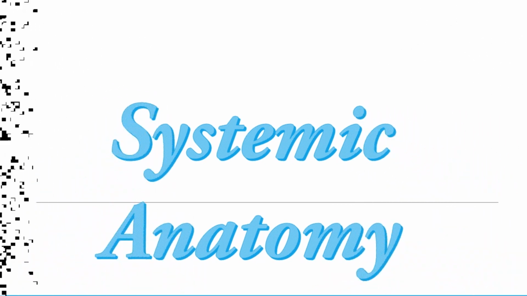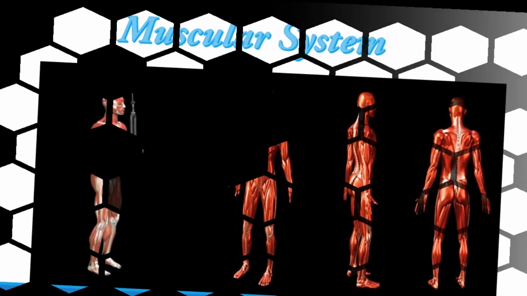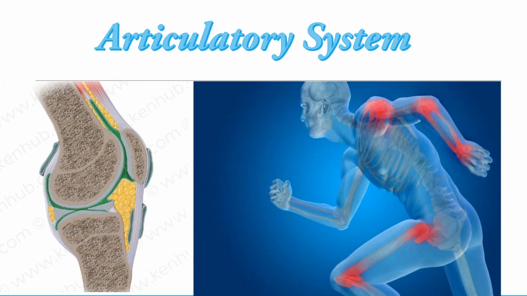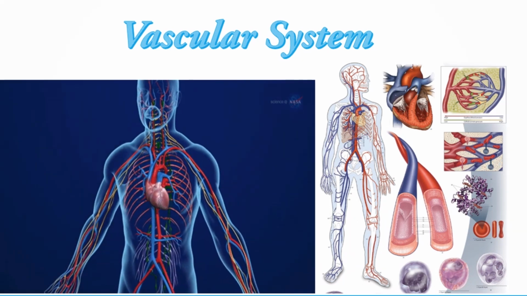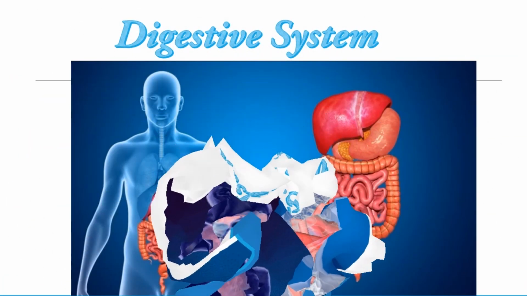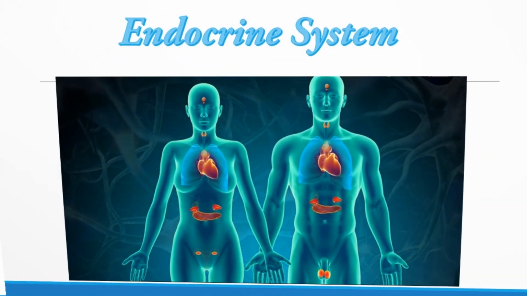In systemic anatomy, the body is studied in systems, like the skeletal system, also called osteology, then the muscular system, also called myology, then the articulatory system, also called arthrology, then the vascular system, also called angiology, then the nervous system, also called neurology, then the respiratory system, digestive system, urogenital system and endocrine system.